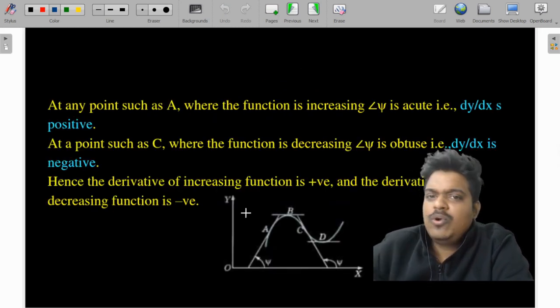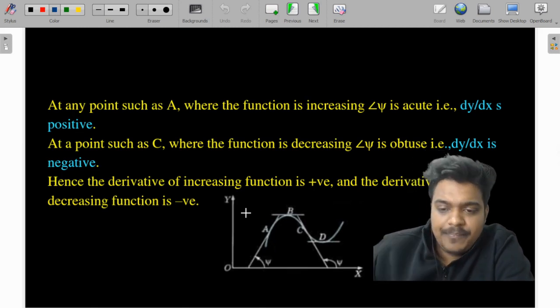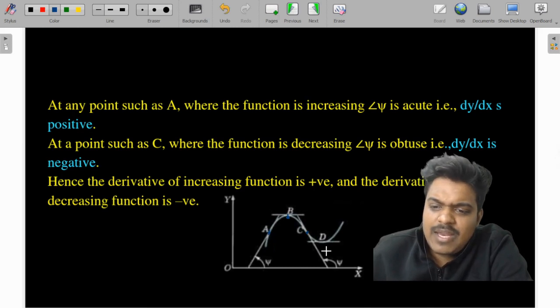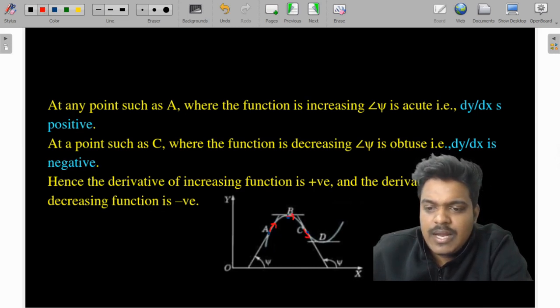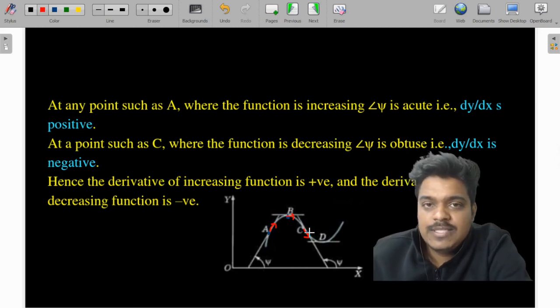Suppose this is your graph. Don't look at whatever is written on the screen, just focus here. I have taken 3 points A, B and C. Now please focus. We know that at A the function is increasing, at B the function is constant, at C the function is decreasing. Don't look towards D.